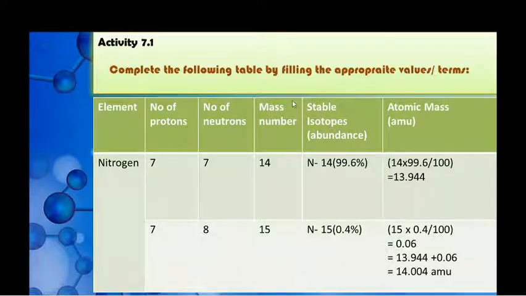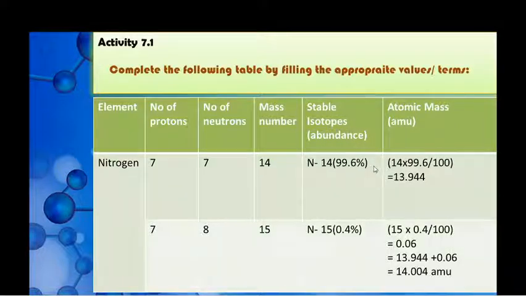So how do we get this mass number? By adding the number of protons and the number of neutrons in a particular atom. Here in nitrogen, the number of protons is 7. The number of neutrons present in nitrogen is 7 for the N14 isotope. So by adding 7 plus 7 we get 14. So N14 is one type of isotope of nitrogen. The relative abundance of it on the earth is 99.6 percentage.